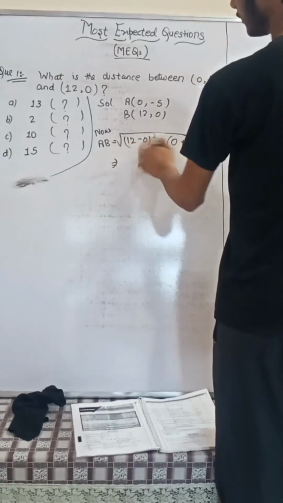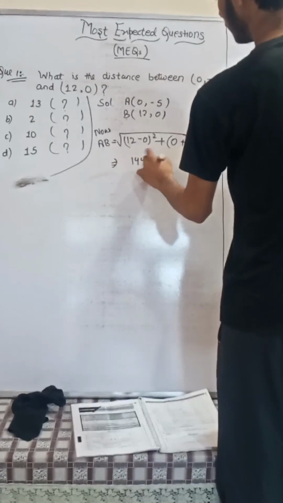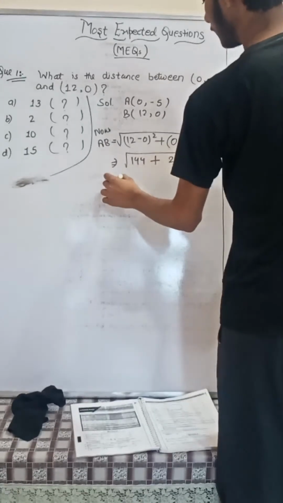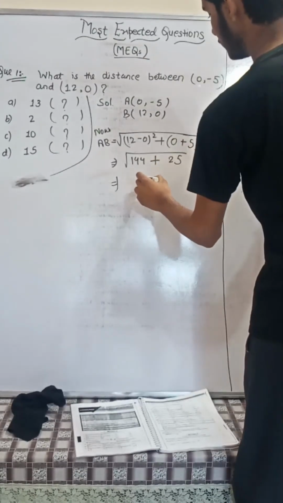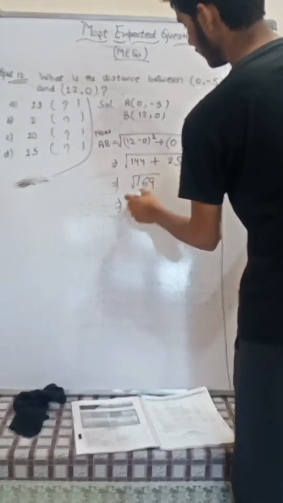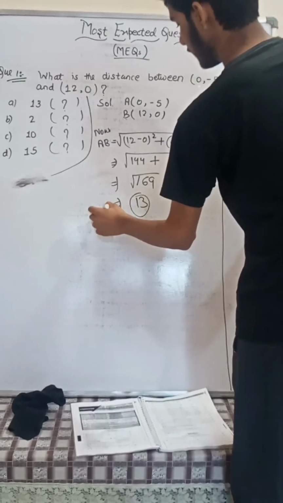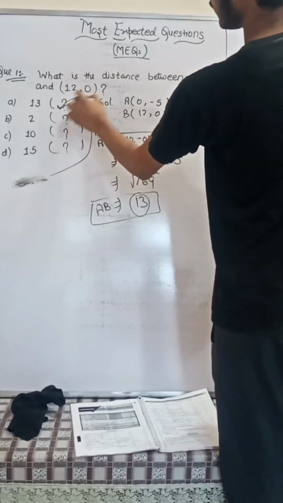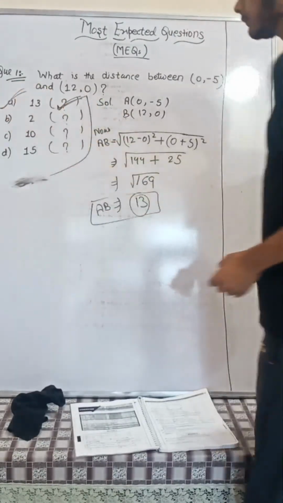12 minus 0, that is 144, plus 5 square, 25, under root. This is 169, that is 169 is 13. Distance of AB is 13. Option A is correct.